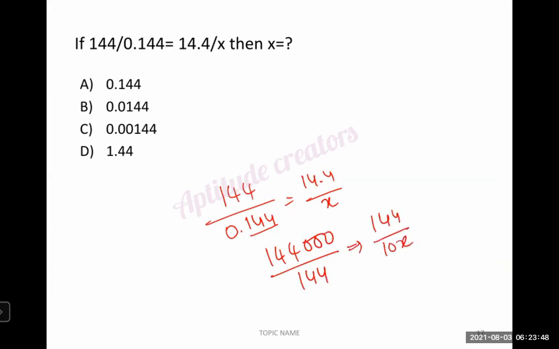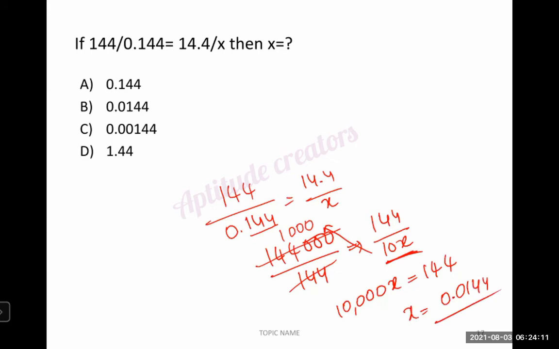Now this is about 1000, and this 0 will come to this side, that is 10,000. 10,000x is equal to 144. Now what about the value of x? That is 0.0144. Answer is option B.